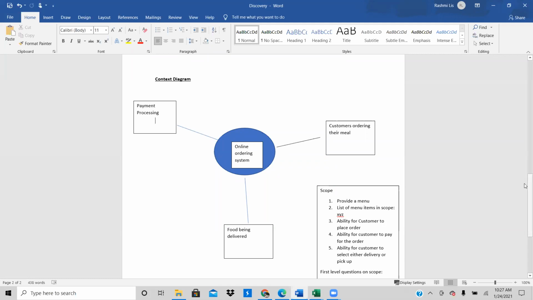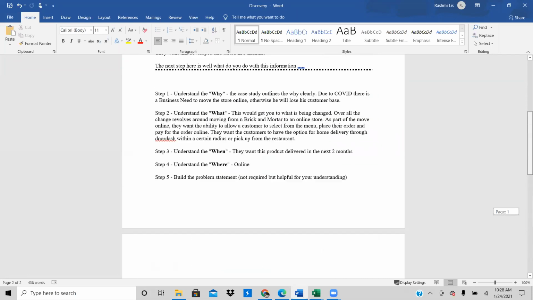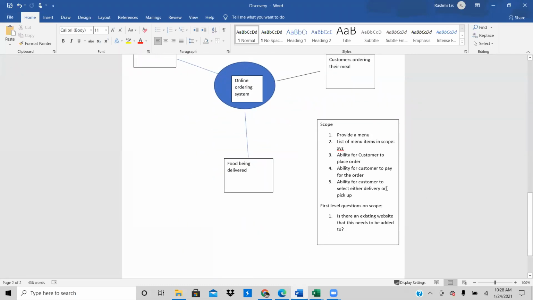What I also do at this point is really understand the scope. Scope is very critical. As a BA on an effort, you're kind of the scope cop. You control the scope, you understand what the scope is, and that's critical. So what I normally do is go back to my broken-down information and start writing down, just doing a brain dump. What's in scope is really providing a menu to the customer as part of this online system.